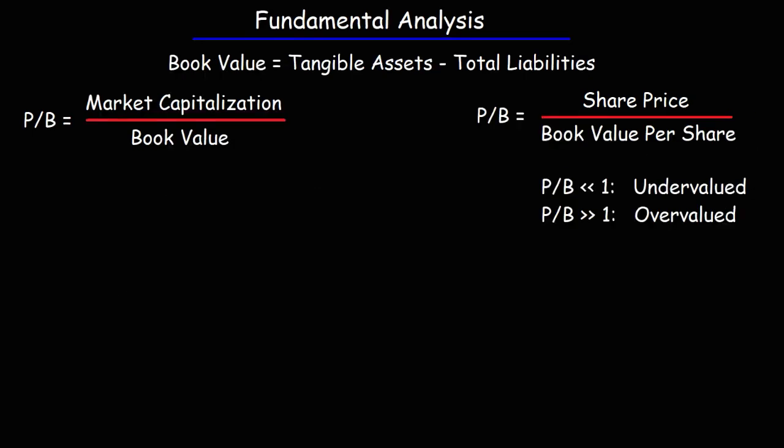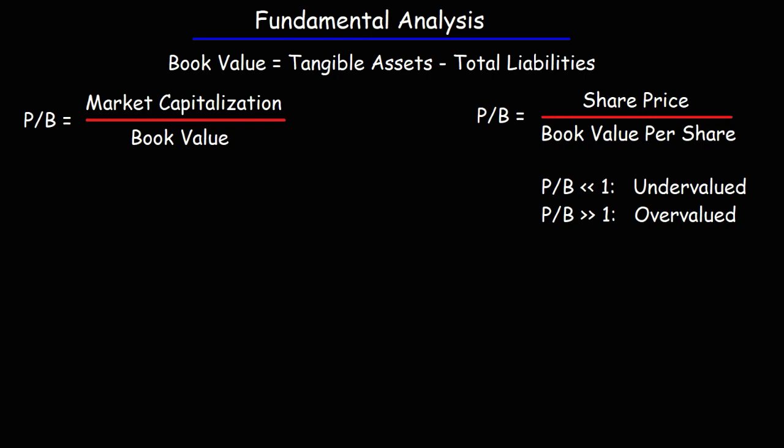Now, the third valuation ratio that we're going to look at is the price to book ratio. There's two ways in which you can calculate the PB ratio. You can take the market value of the company, that is the market capitalization, and divide it by the book value, or you could take the share price and divide it by the book value per share. So in both ways you can calculate the PB ratio.